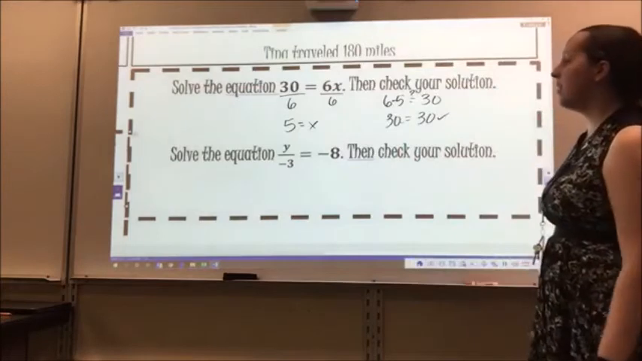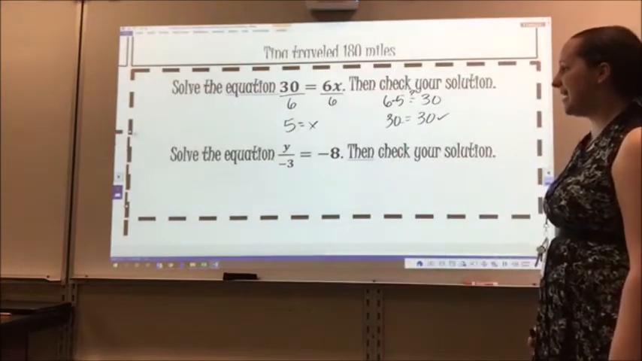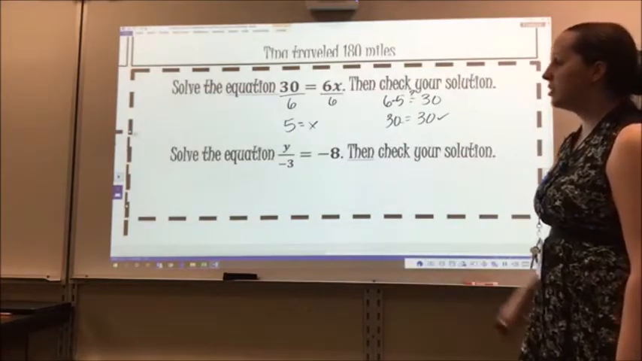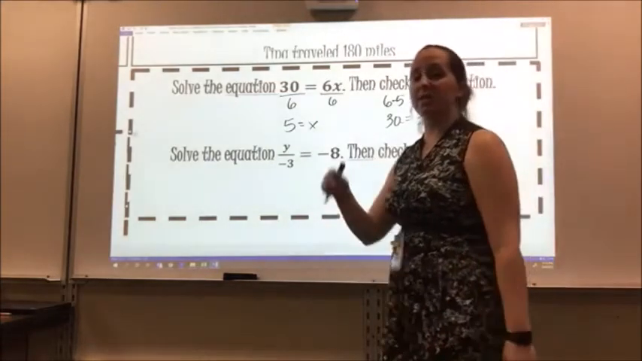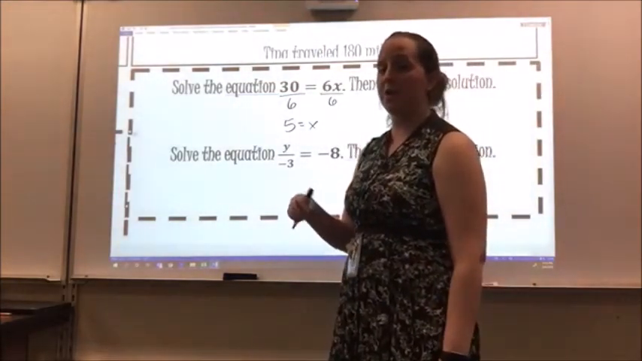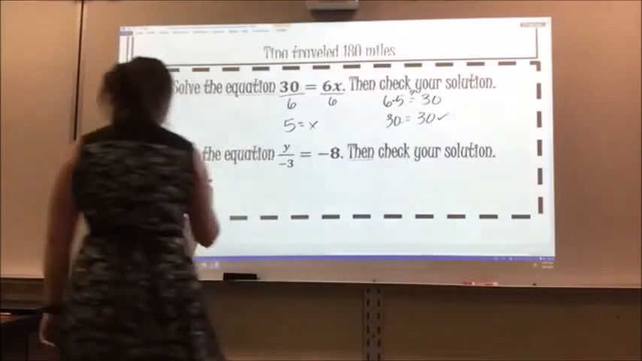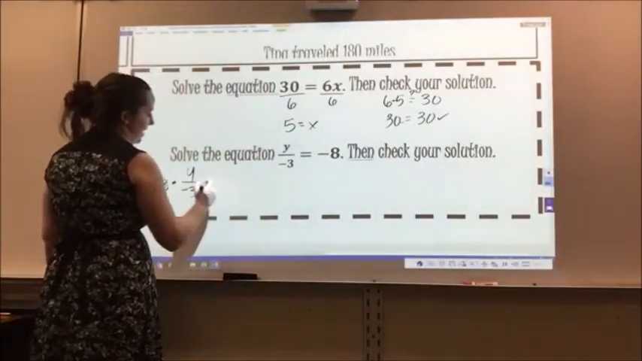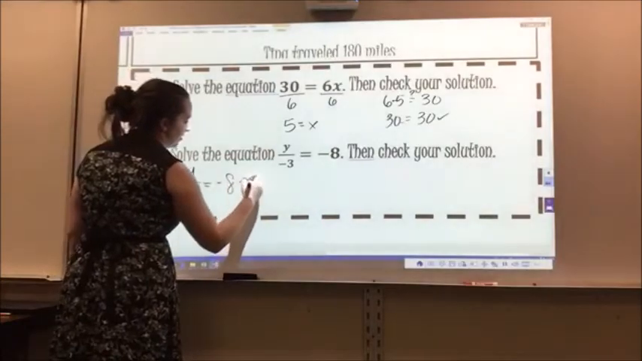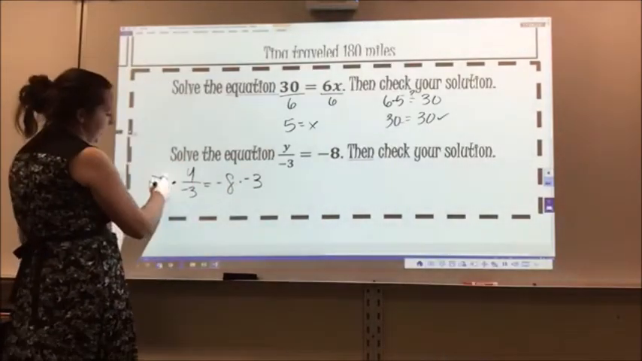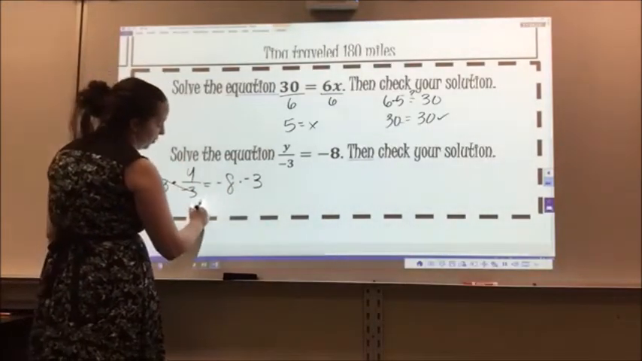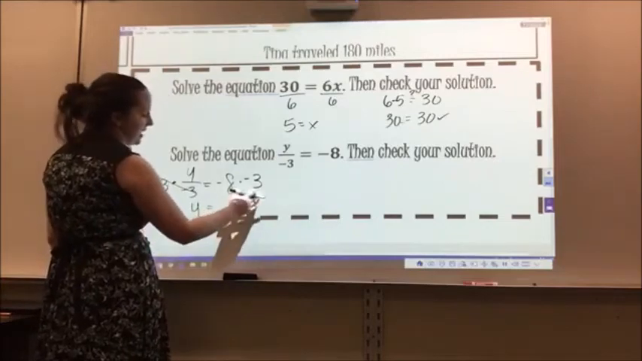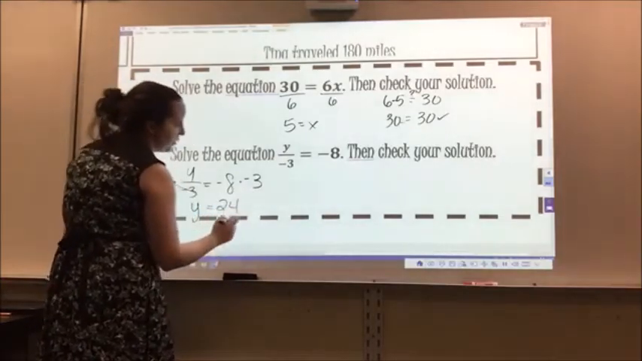Next one I have to solve the equation y divided by -3 equals -8. So since I'm dividing here, I need to use the opposite operation, which is multiplication. So y, I need to multiply by -3. So this cancels each other out, and I'm left with y. -8 times -3 gives me a positive 24.